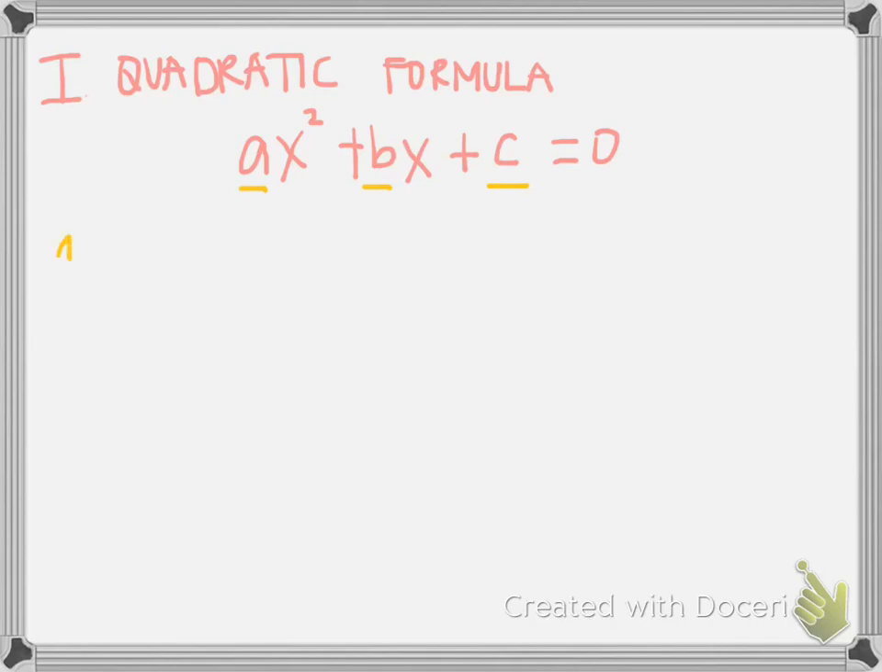Okay, so get the quadratic equal to 0. That means everything needs to be on one side. Okay, and then you're going to look at the coefficients. A is what's in front of your x squared, your b is what's in front of your x, and then your c is your constant.